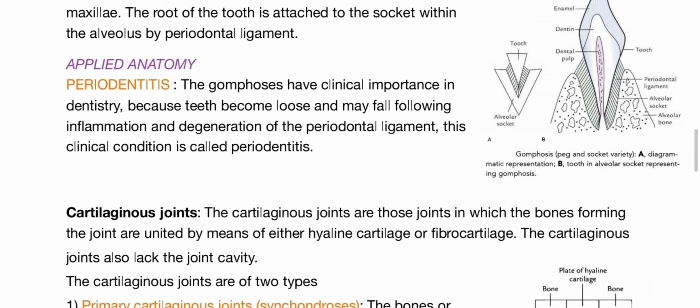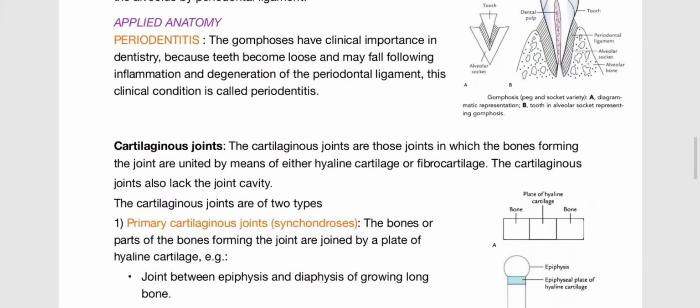So next is applied anatomy. Periodontitis: the gomphosis has a clinical importance in dentistry because teeth become loose and may fall following inflammation and degeneration of the periodontal ligament. This clinical condition is called periodontitis.